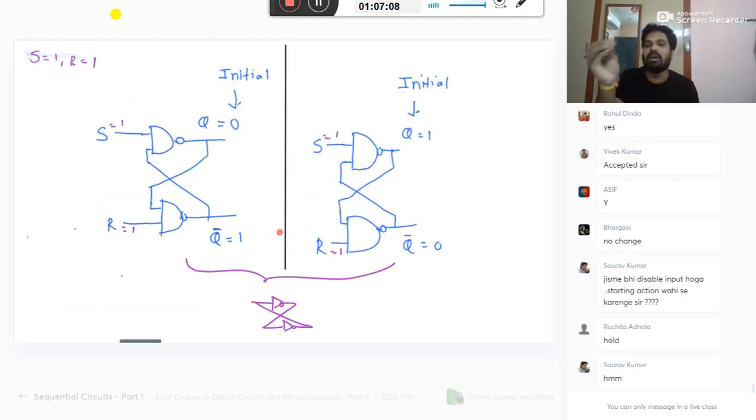But here, there is no disable input. Your initial value matters here. So suppose you analyze from any point. This 1 will come here. 1 into 1, how much? 1. Whole bar is how much? 0. This 0 will come here. 0 into 1 is 0. Whole bar is 1.